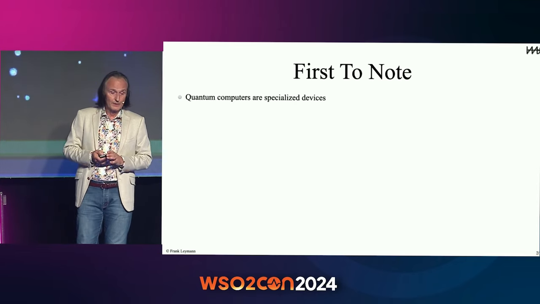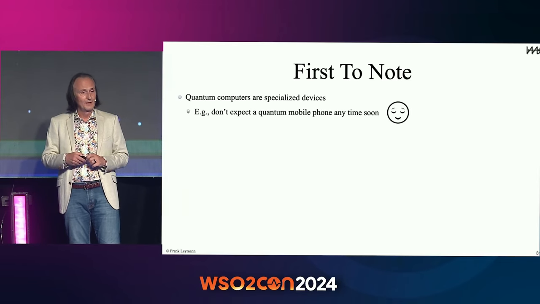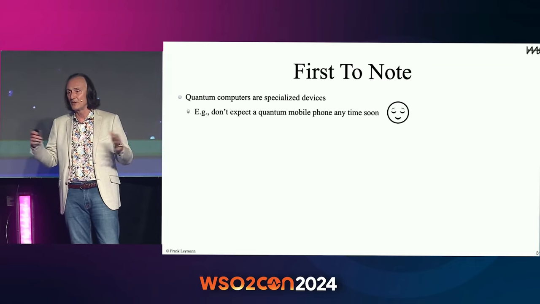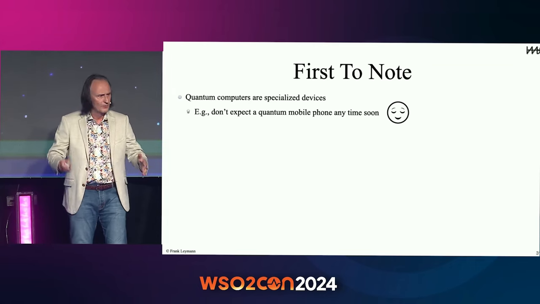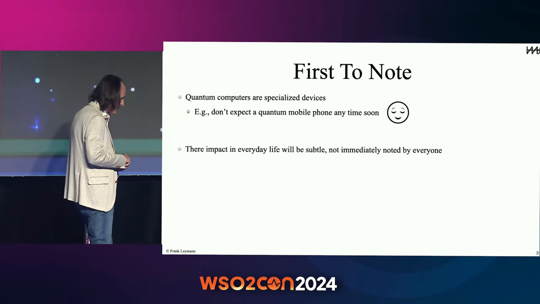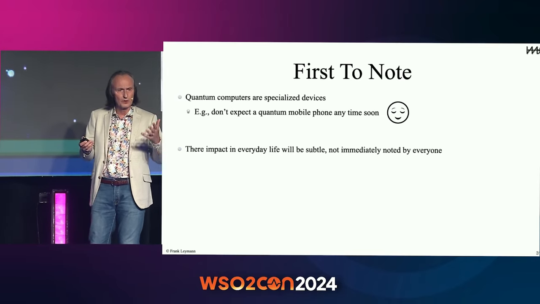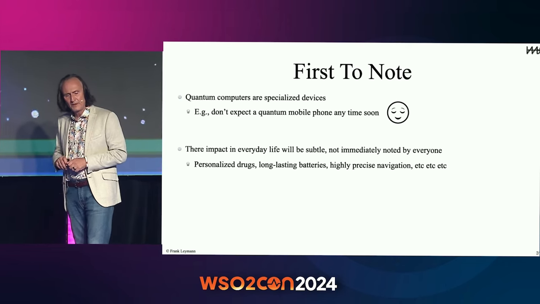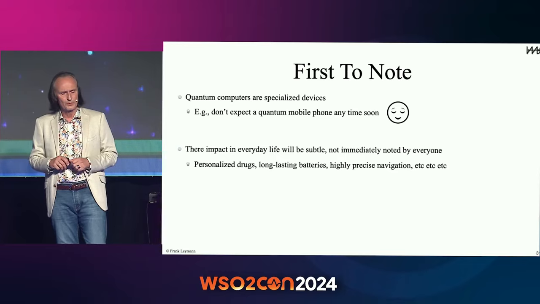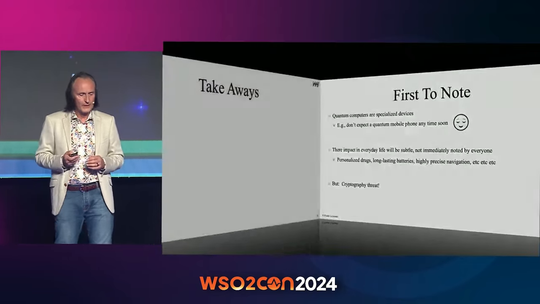First, a note: quantum computers are specialized devices, right? Don't expect a quantum mobile phone anytime soon. And the industry is not really saying classical computers are dead; you always need classical computers plus quantum computers. The impact on everyday life over the next couple of years will be subtle. That means you don't notice immediately that the quantum computer is doing something, but there will be the development of personalized drugs, long-lasting batteries based on quantum computing, highly precise navigation, and so on. But again, there's the cryptography threat that I mentioned before.